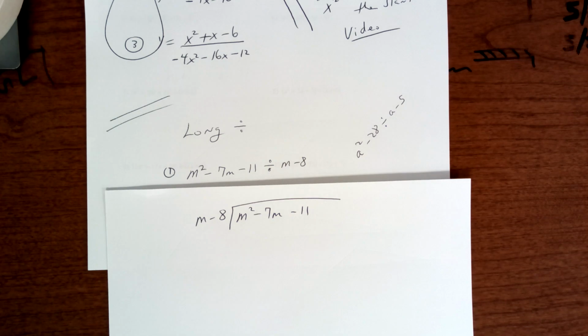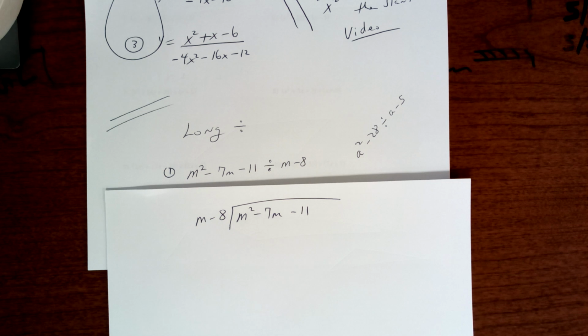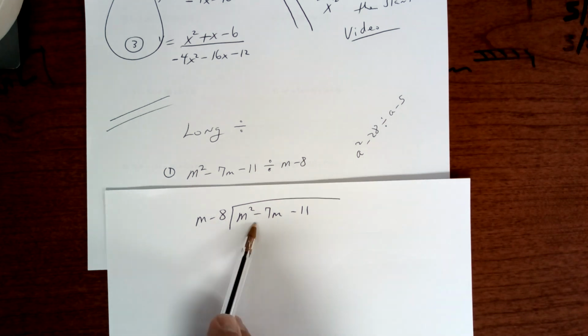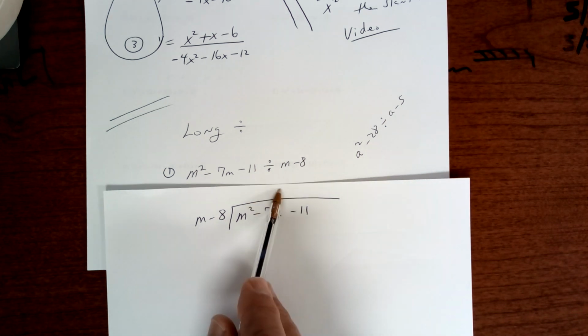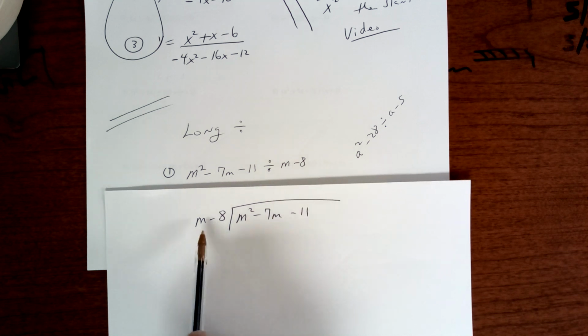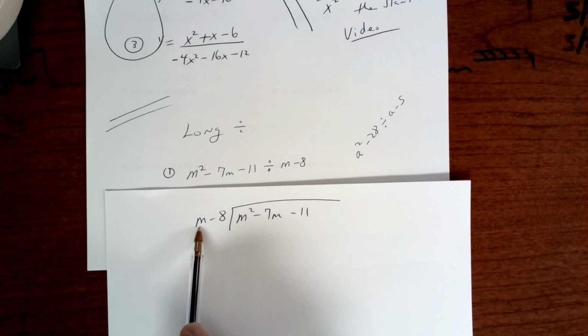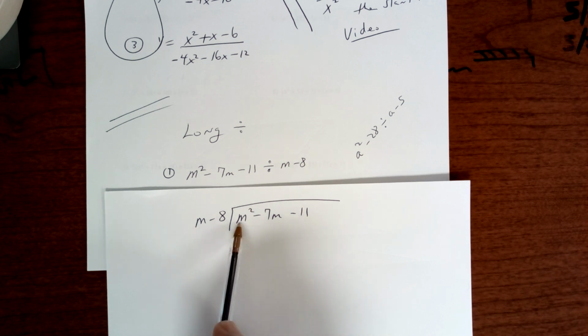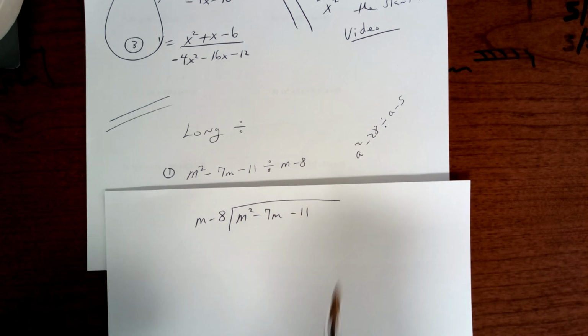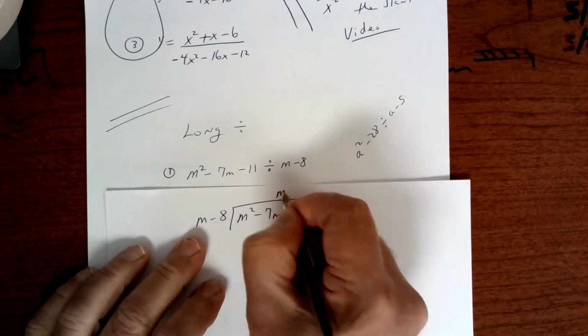Write that down. This is your divisor. That's your dividend, and the answer is your quotient. Now the way you do this is you say m times what is equal to m squared, or m goes into m squared m times. So I'm going to put the m on top of this one.